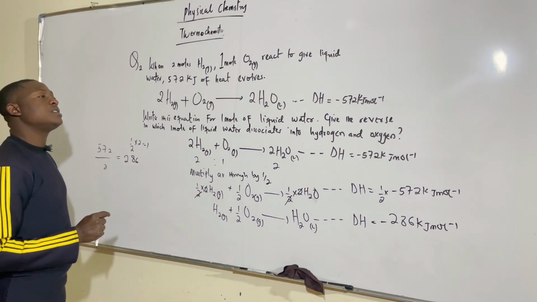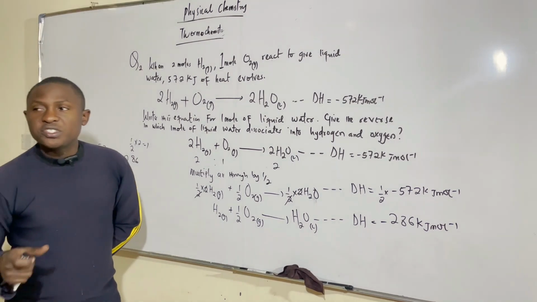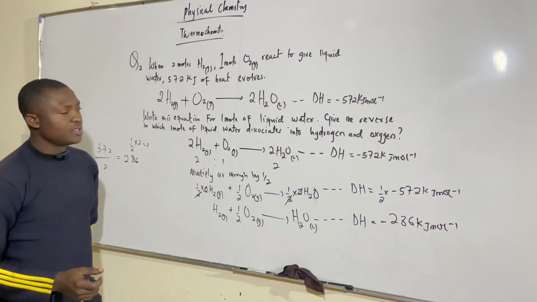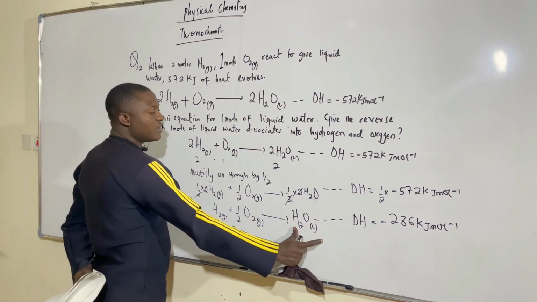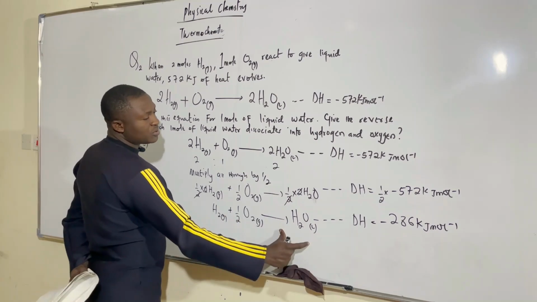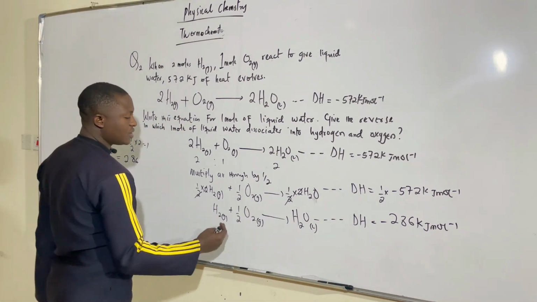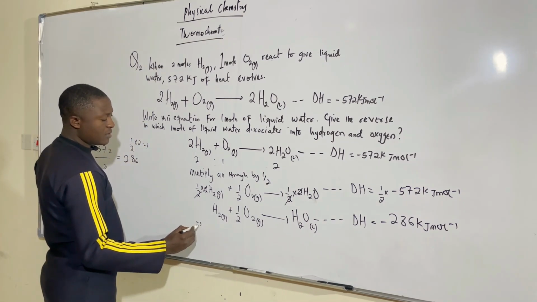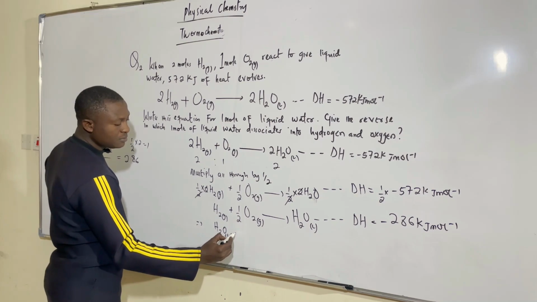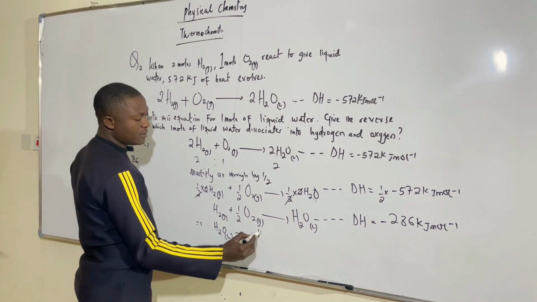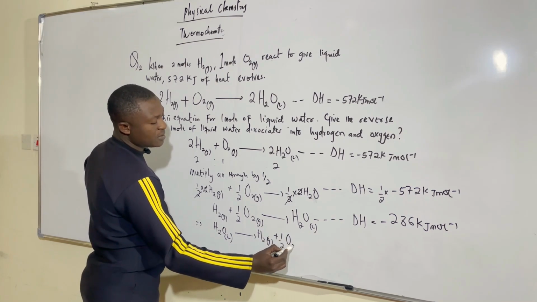But that's not the final result, because you said give the reverse in which 1 mole of liquid water dissociates into hydrogen and oxygen. So we have to reverse this one, just like the way we did the first examples. What we have at the reactant will go to the product. What we have at the product will come to the reactant. So if I do that here, this will go here, the other one will go there. So that means we have H2O, which is liquid, giving hydrogen gas plus half oxygen gas.